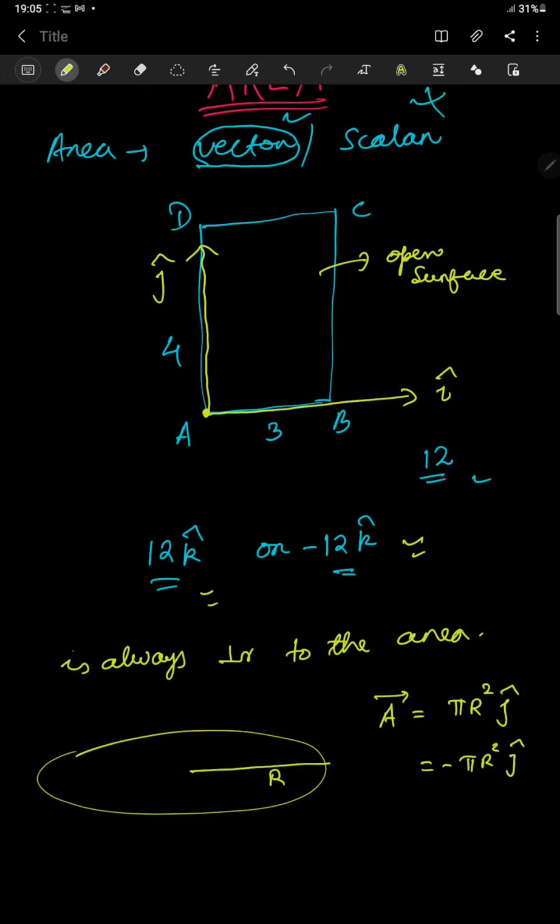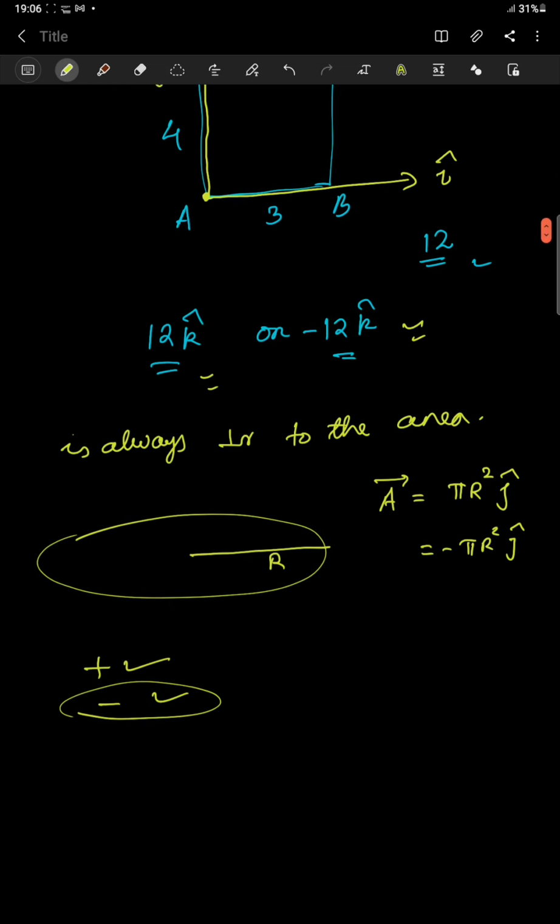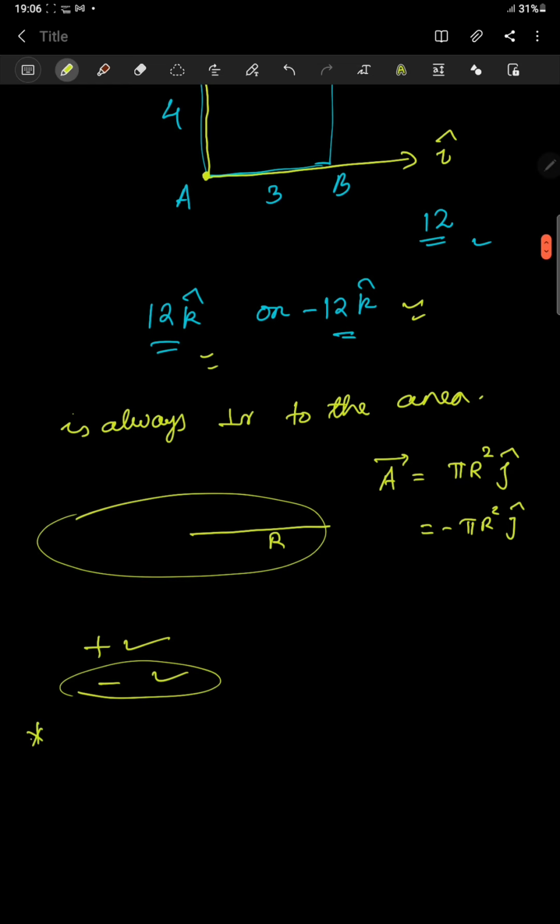Now the question comes, sir, are both of them correct? Yes, both of them are correct. But while doing any problem, you have to consider any one. If you consider plus, that is okay. If you take minus, that is also okay. But throughout the problem, maintain the same sign, either plus or minus. Okay, so what conclusion can we make for open surfaces?